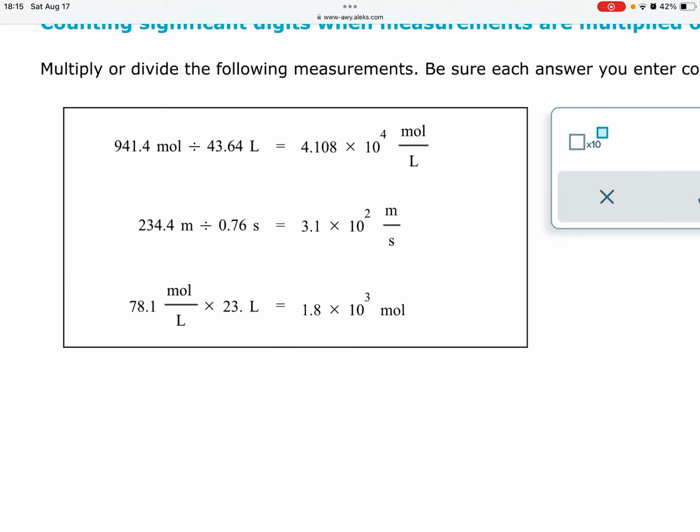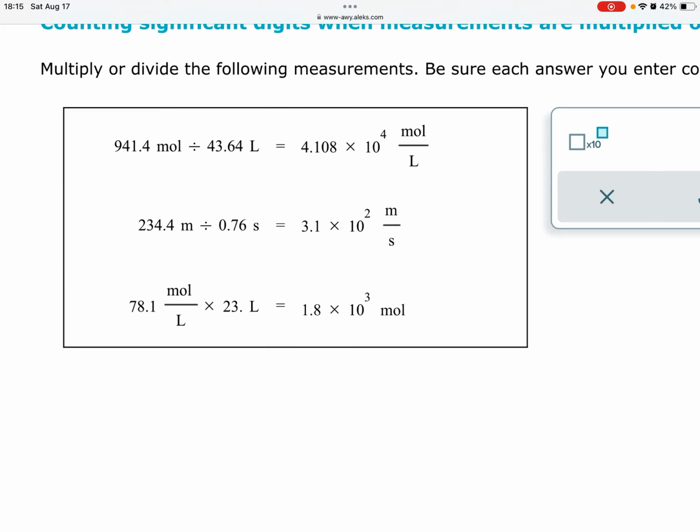The next one is also a mistake. How is that possible? 234. Oh, yeah, no, that's possible, right? Because it's divided by a number less than 1. 234 divided by 0.76 is 300. Sure, that makes sense. The second one makes sense. And then the last one's going to be a really big number because it's 78, which is about 80, times 23, which is about 20. 80 times 20 is 1,600. Yeah, that's about right.